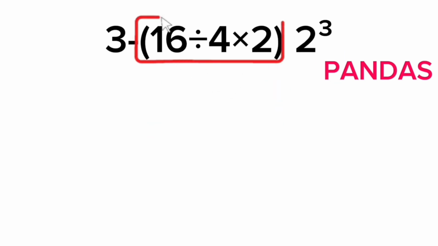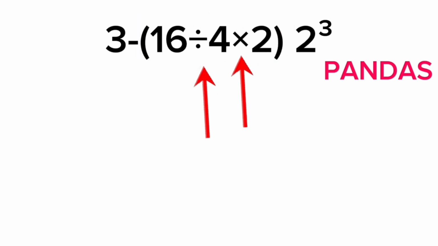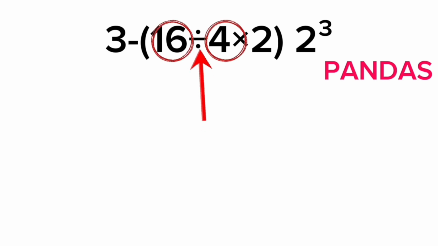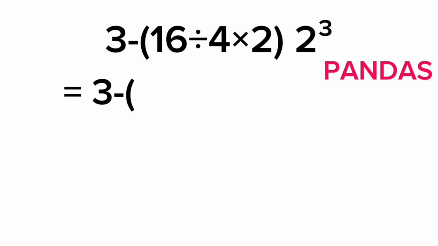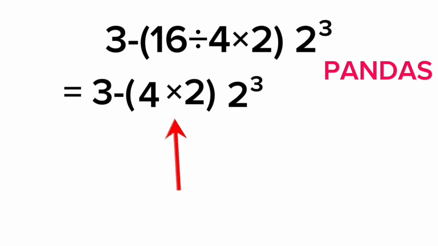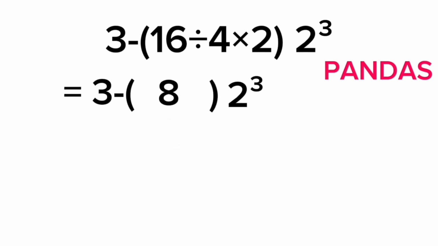And inside the parentheses, we have one division sign followed by a multiplication sign. It's very important to remember that multiplication and division are at the same level of precedence, and we must perform these two operations from left to right. So first we go for the division between 16 and 4, and instead of this equation we can write 3 minus open parentheses 4 times 2 close parentheses and multiplied by 2 cubed. In the next step, we go for the multiplication between 4 and 2. I'll write this equation as 3 minus 8 multiplied by 2 cubed.